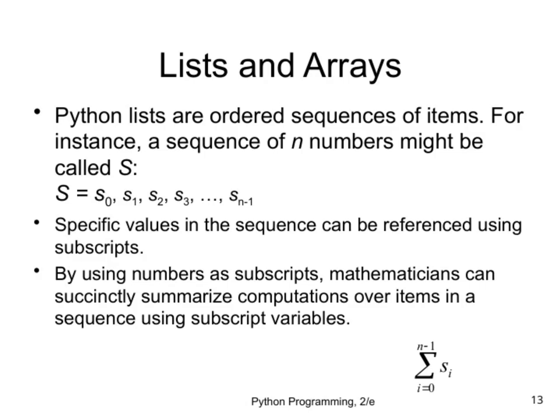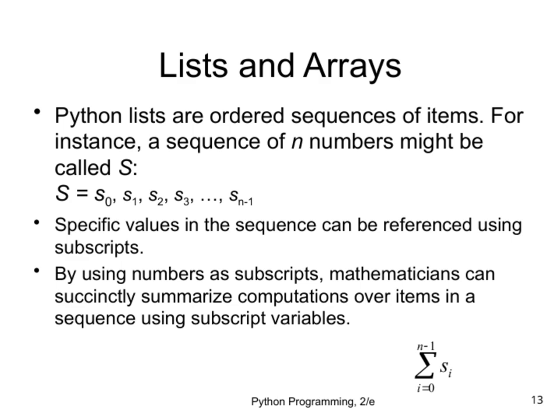Let's talk about Python lists. They are ordered sequences of items, which means that the order of the elements is important and preserved. For example, imagine we have a sequence of numbers, which we can call S. We might write it as S equals S0, S1, S2, S3, and so on, up to Sn-1.